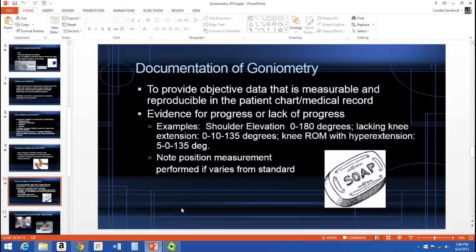I haven't seen that very much, on the West Coast anyway. You could say someone has knee range of motion with hyperextension. You could say 5 to 0 to 135 degrees, meaning they have 5 degrees of hyperextension past 0, and they have flexion to 135 degrees. So just be clear on the way your PT or PTs document range of motion, and make sure that you're consistent with that. So there are different ways to do it, and we'll talk more about this in lab, but as long as you're consistent, that is the way to do it.